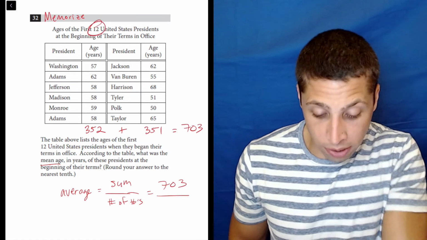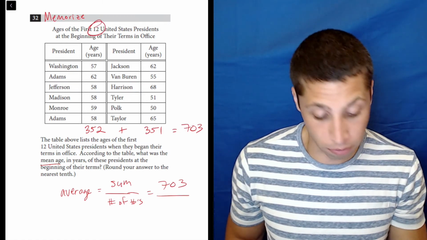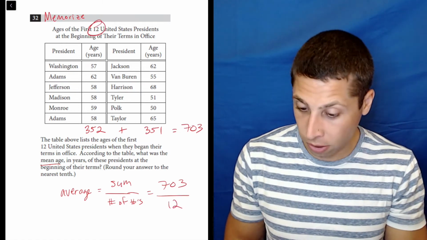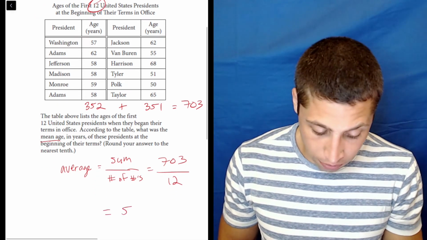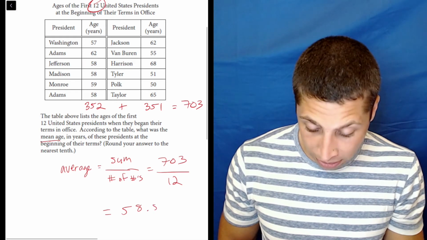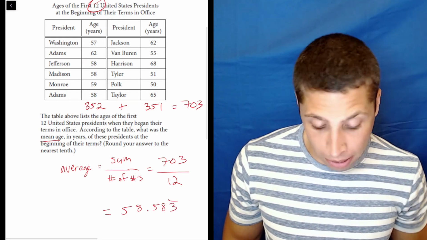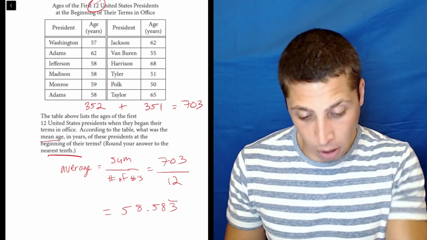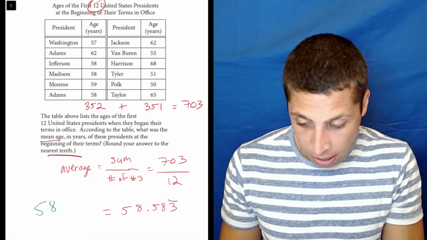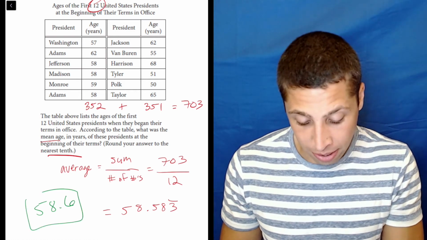And they told us that it's 12, but we can also just count the 12 names, and that's 12 presidents. So 703 divided by 12 is 58.583, blah, blah, blah. And they want it to the nearest tenth, so just make sure you follow those instructions. For our purposes then, 58.6 is going to be the answer.